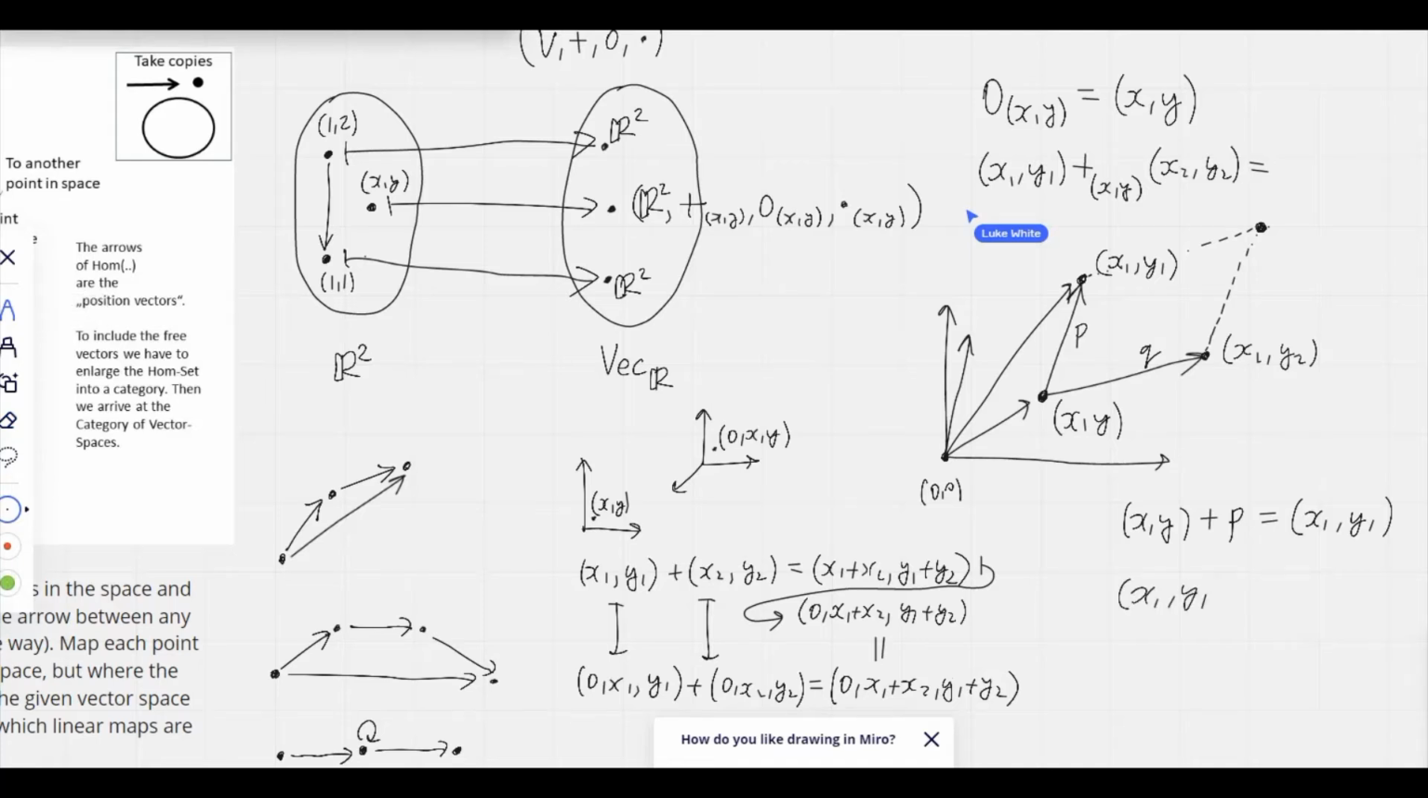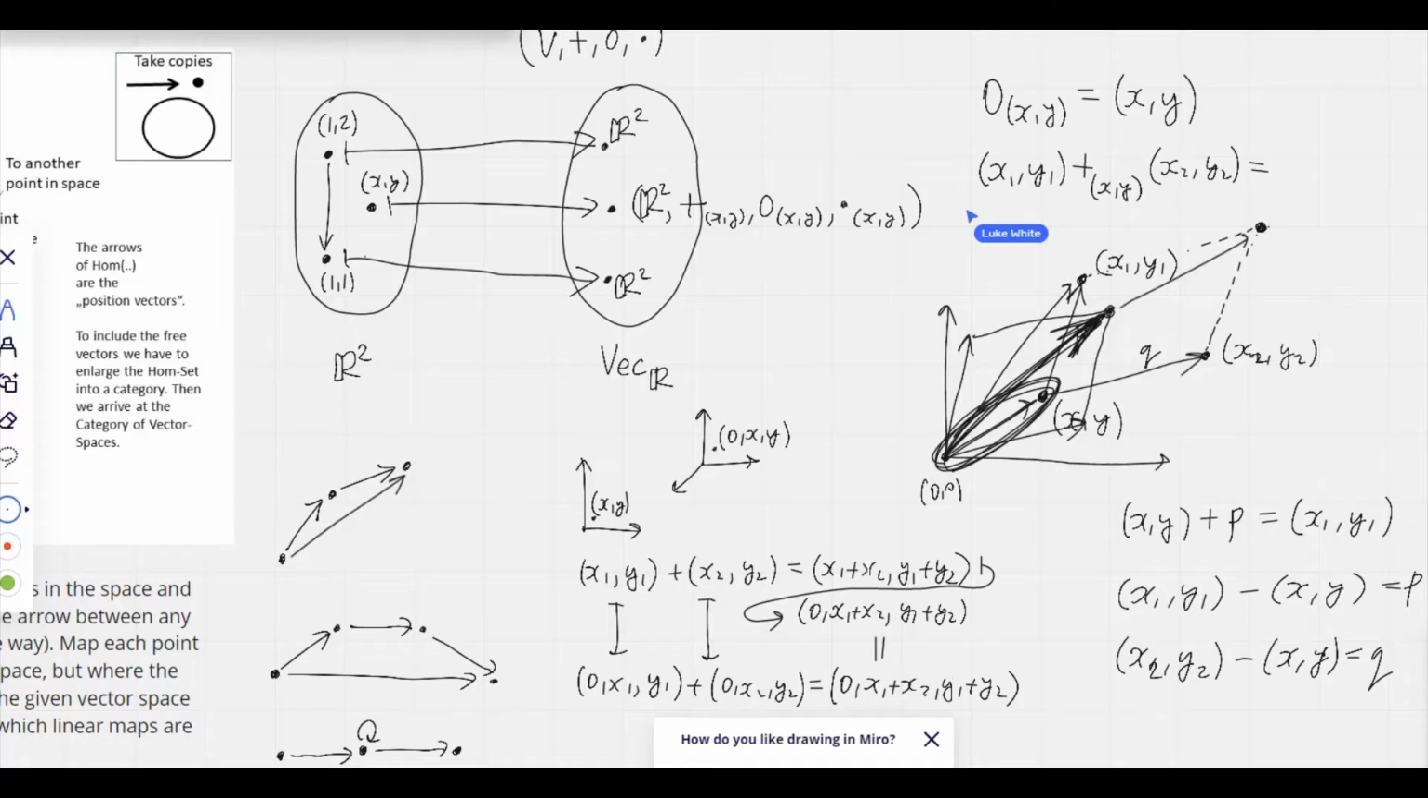So it's x1, y1 minus xy. That's p, but that's p kind of shifted away. And then x2, y2 minus xy would be q. That's q. And then I want to add those vectors, I want to add the p and the q. So q will be somewhere here. I'm going to add them. Okay. And then I'm going to take the sum and shift it back to that position, which is adding back this vector.